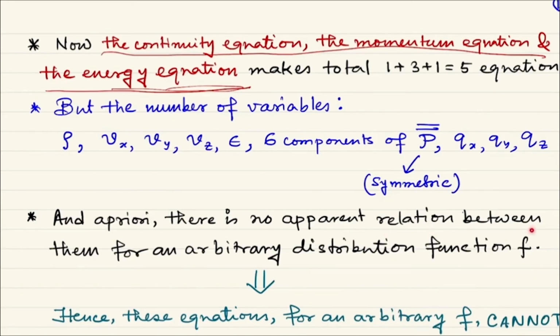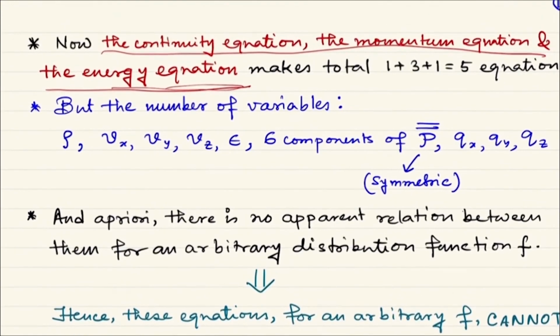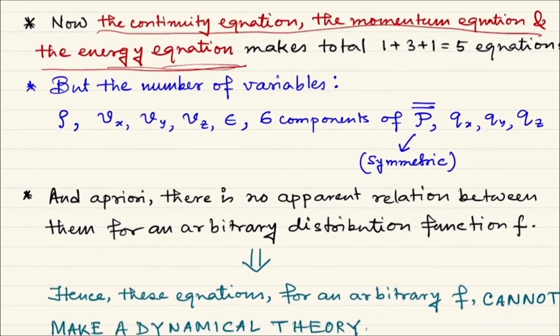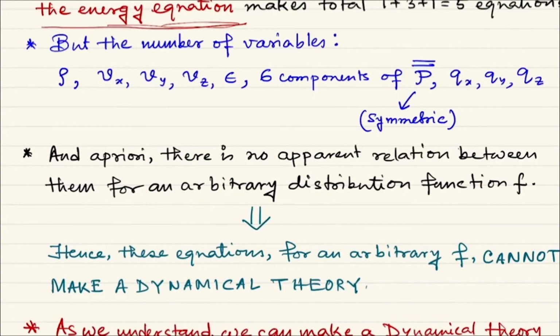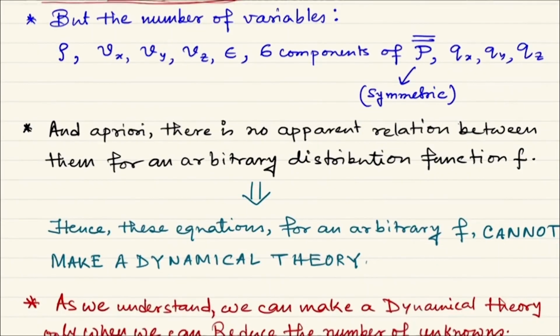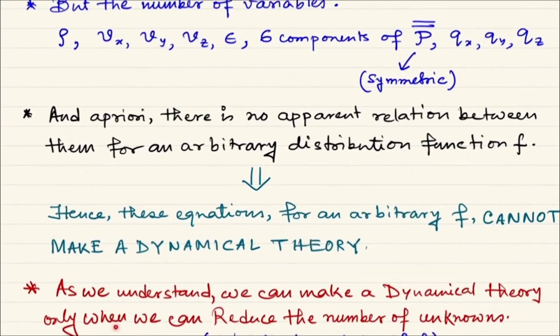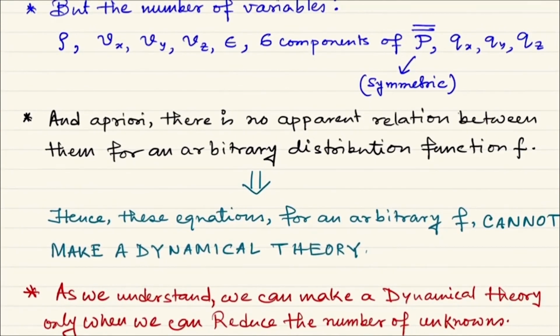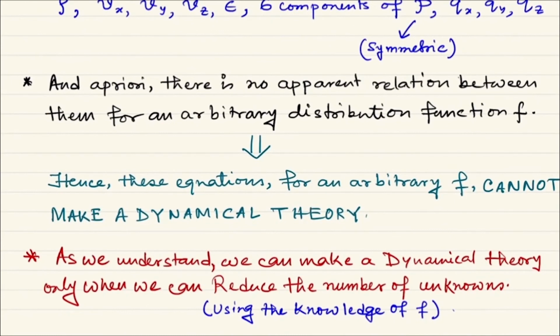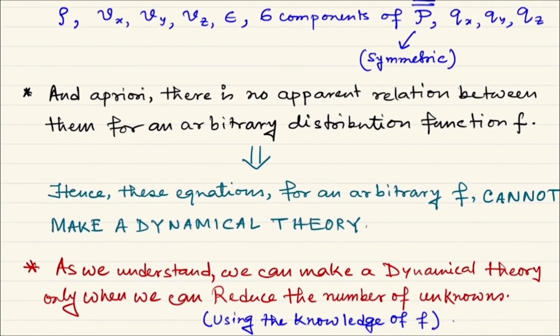and there is no apparent relation between them for an arbitrary distribution function f. If we don't know what f is, then we don't know a priori if there is any relation between epsilon, rho, P, Q, V, etc. So a priori, 5 equations and 14 variables can never make a dynamical theory. As we understand, we can make a dynamical theory only when we can reduce the number of unknowns, and that is possible only using the knowledge of f, as we will see.